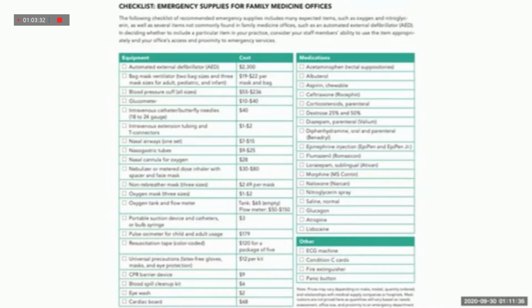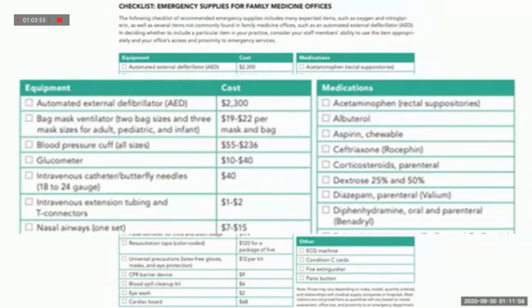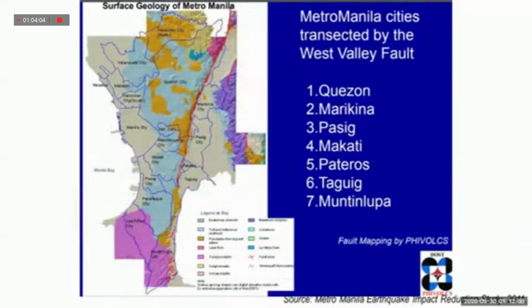It even discussed there the inventory, in terms of investing in some medicines as well as some equipment for your office to be prepared for emergencies. So these are just examples. Even the cost is listed here.